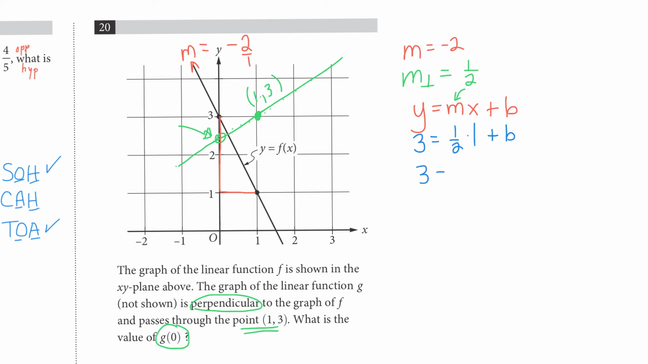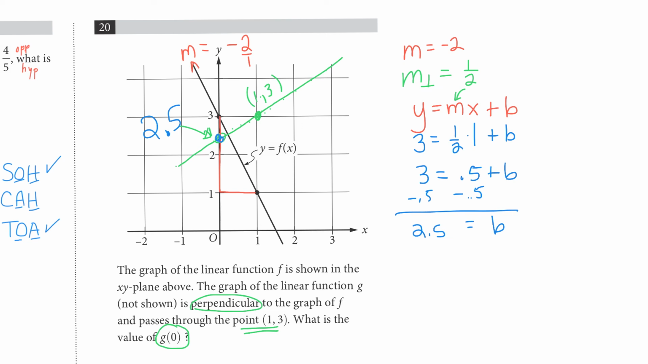So 3 is equal to 1/2, or 0.5, plus b. If you subtract 0.5 on both sides, then b, the y-intercept, is going to be 2.5. This point right here is going to be 2.5. Is that the answer? Well, yes, because they want g of 0, in other words, when x is 0.